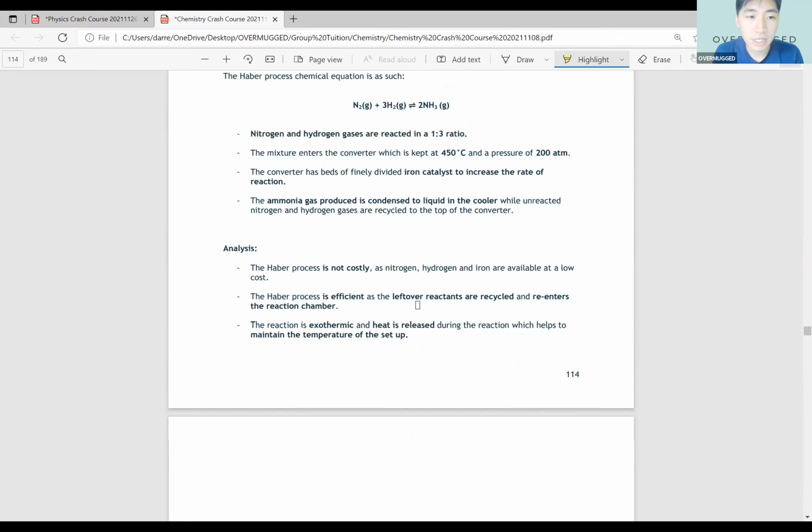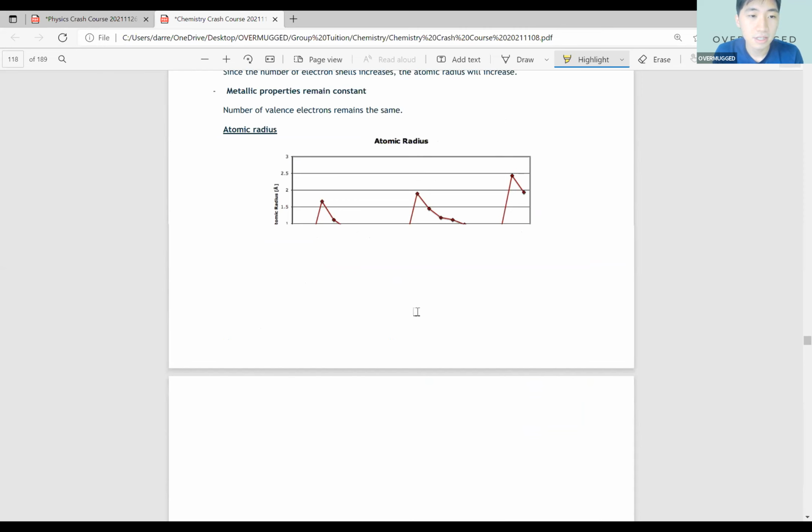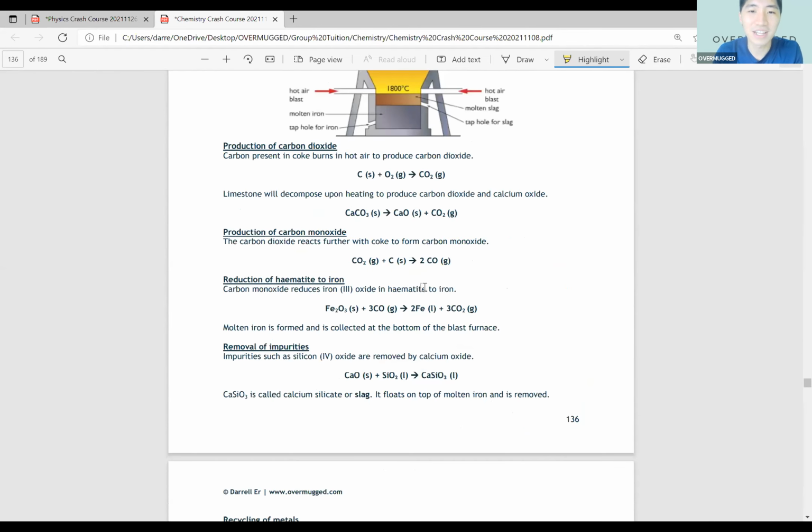You all learned metals already? Yes? No? Don't know? We just do one. We pay attention to this equation. I give you all one question only. Identify the reducing agent. Metal is the reactivity series. Then the blast furnace is under extraction of metal. Okay, the question is identify the reducing agent.